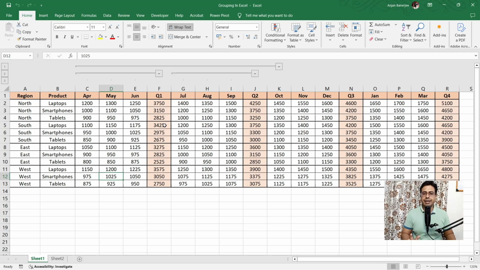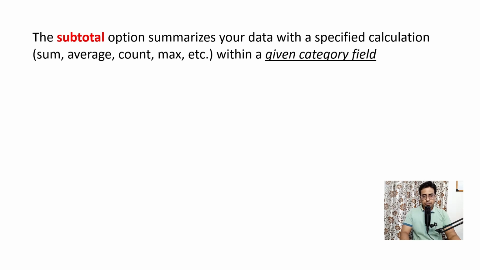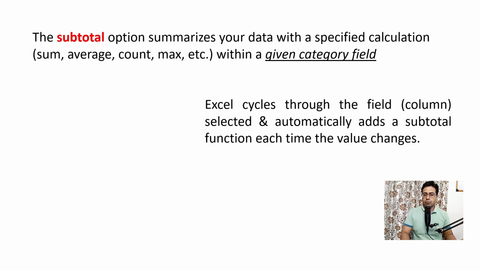This is where the subtotal feature comes into play. The subtotal option summarizes your data with a specified calculation. So, you can do sum, average, count, max, min, etc. on a given category field, right? What it does is Excel cycles through the field or the column where you want the total selected and automatically adds the subtotal function each time the value changes. In our case, each time the region changes, it adds the value.